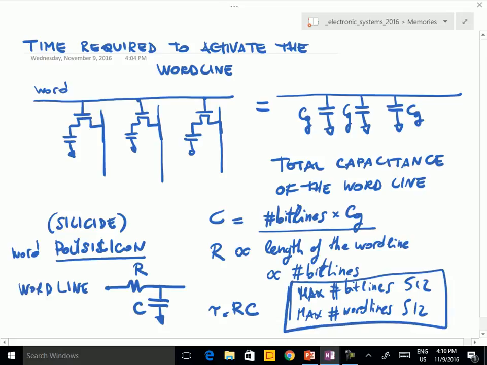So let me repeat, two considerations. The delay time for charging the word line, which limits the read time, and the maximum power consumption of the sense amplifiers are limiting both the number of bit lines and the number of word lines in a memory bank to a practical number of 500.